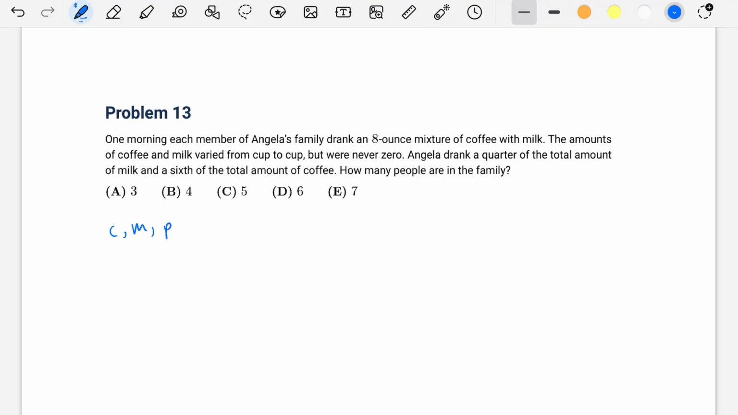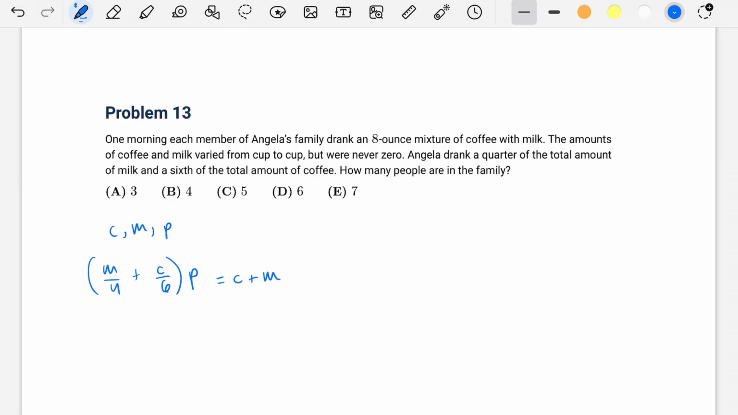So the problem tells us that every person drank 8 ounces, and that's equal to what Angela drank. She drank a fourth of the milk and a sixth of the coffee. So this is what everybody drinks. And there's P people, so (M over 4 plus C over 6) times P is the total amount of stuff drunk within the entire family. This should equal the total amount of coffee plus the total amount of milk.